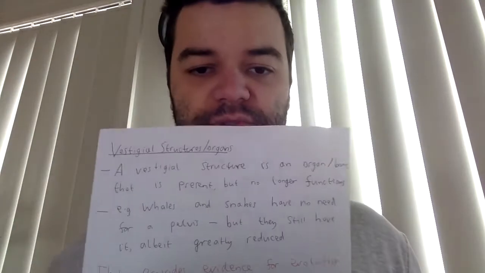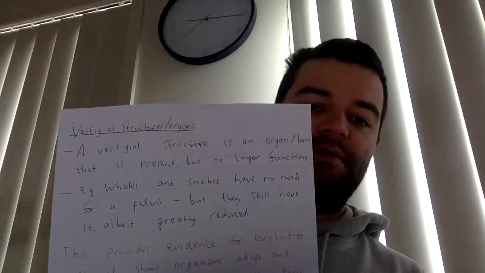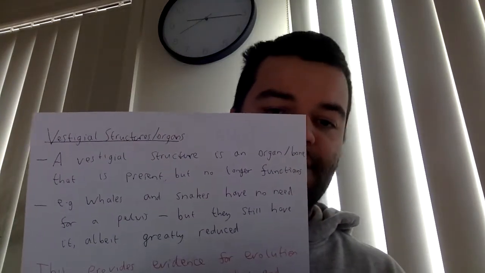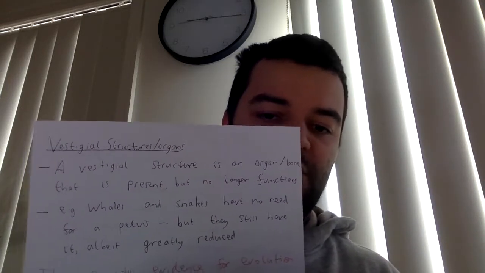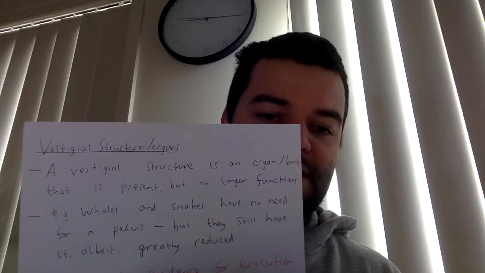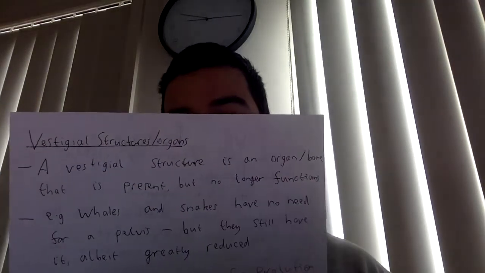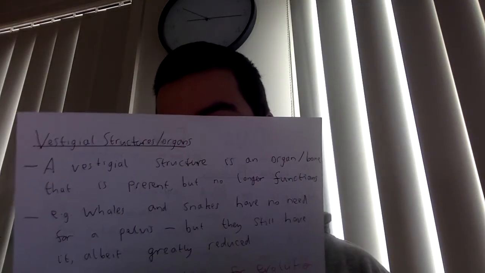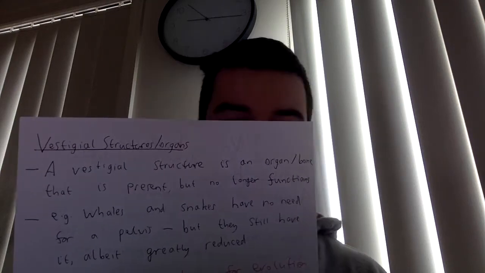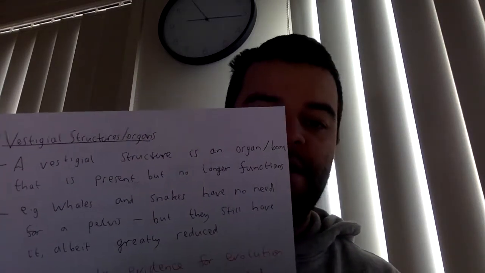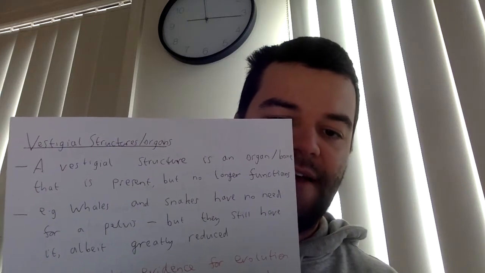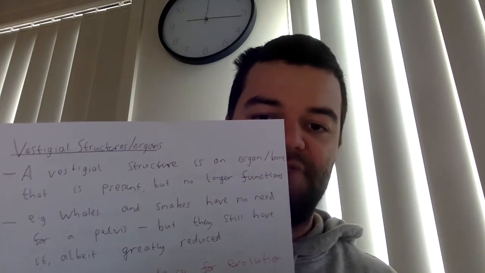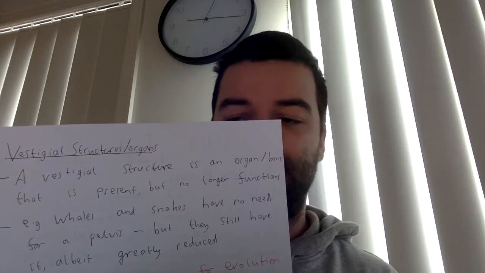Next, we've got vestigial structures or vestigial organs, which are parts that are present in an organism but no longer function. So a good example is whales and snakes. Whales and snakes don't have any need for a pelvis because the pelvis is what supports your legs essentially, and neither of them have legs. But they have evolved from things that did have pelvises, so they do still have a small pelvis, but it has been greatly reduced in size.